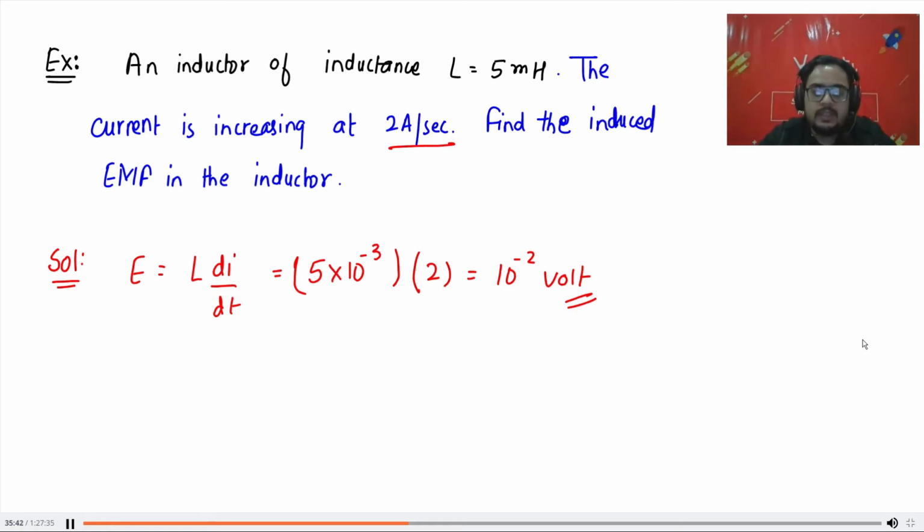Vijendra ji, 1 Henry is 1 Weber per ampere. No, there's no need to put a negative sign if a question like this is asked. The negative sign is only there to explain how it opposes the change in current.